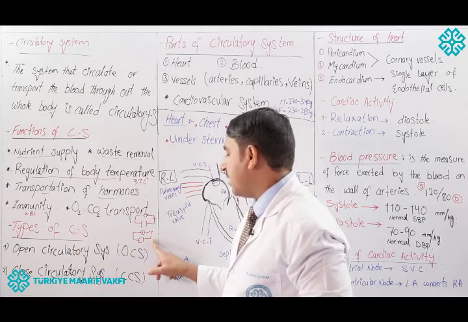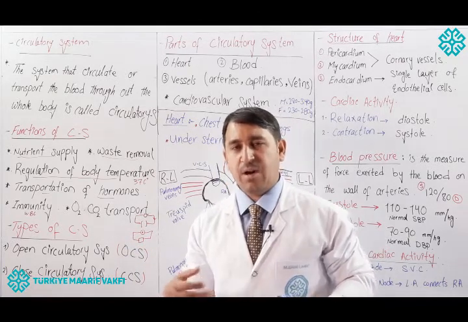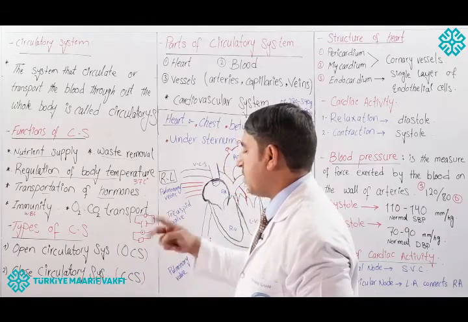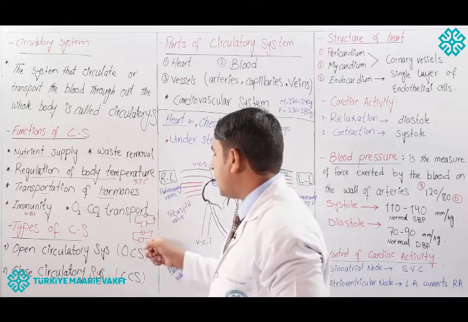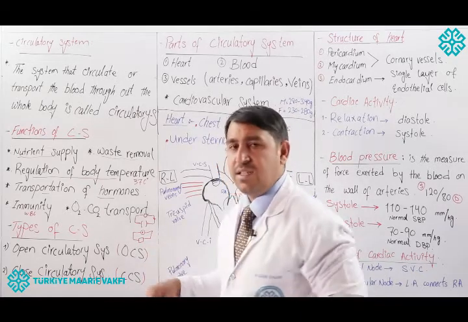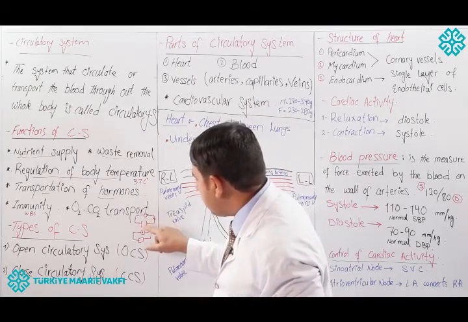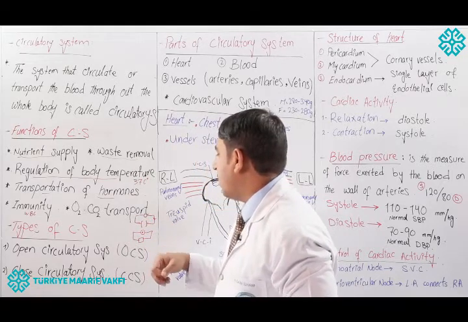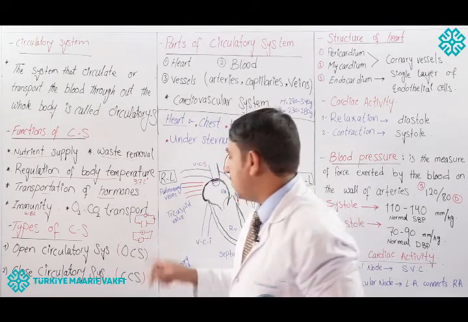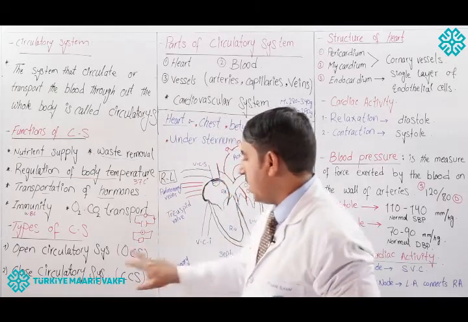Humans and some other living organisms have a closed circulatory system. So two types of circulatory systems we have. In the closed circulatory system, the blood remains in the blood vessels. The blood doesn't leave the vessels. But in the open circulatory system, there is a space. The blood is leaving the vessels of our circulatory system. So we can say that this one is the open and that one is the closed circulatory system.